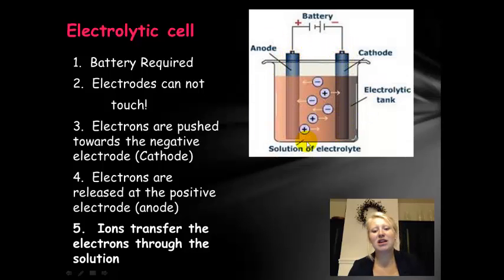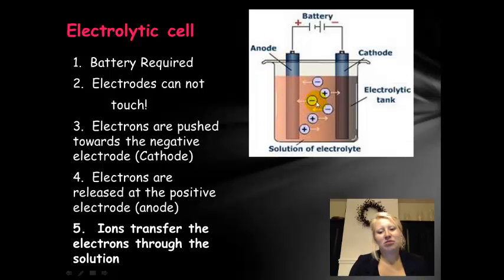And the second thing in an electrolytic cell is that the electrodes cannot touch each other. So you can see that here it's only in one beaker, whereas in voltaic cells we had 2 beakers. Here you only need 1 beaker, but the electrodes cannot touch. The third component is that electrons are pushed towards the negative electrode, or the cathode. Just like in the voltaic cell, the electrons are going from the anode to the cathode, and the electrons are being released at the anode, the positive electrode.